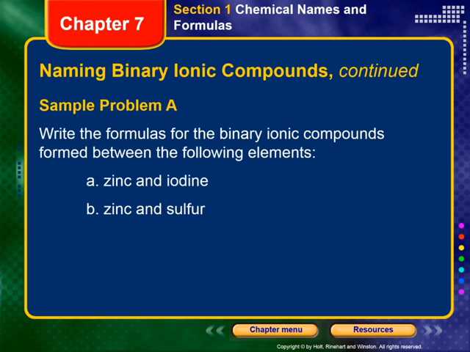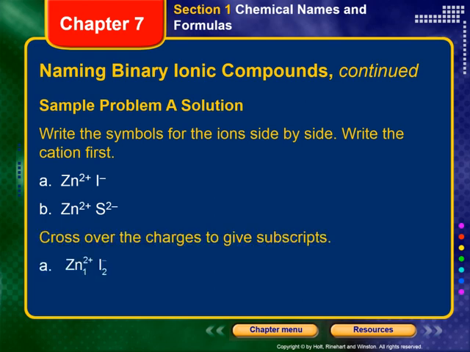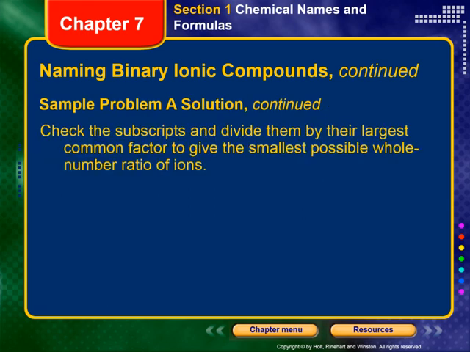So let's try some sample problems, work through them together. Write the formulas for the binary ionic compounds formed between the following elements: zinc and iodine, and then zinc and sulfur. First, we write the symbols for the ions side by side. So we have zinc 2+, iodide 1-, zinc 2+, sulfide 2-. Let's cross over the charges to give subscripts. Cross them over and down, but the absolute value of them.